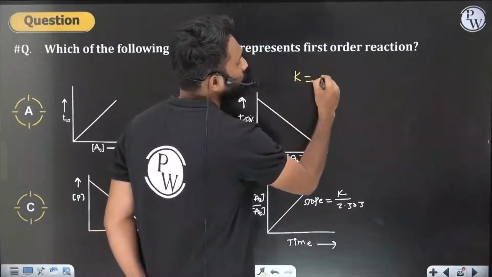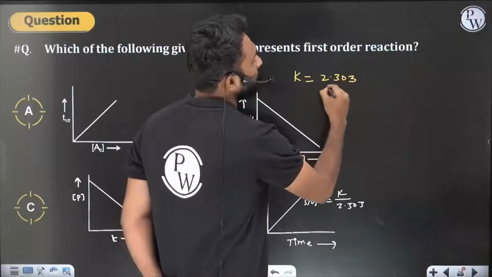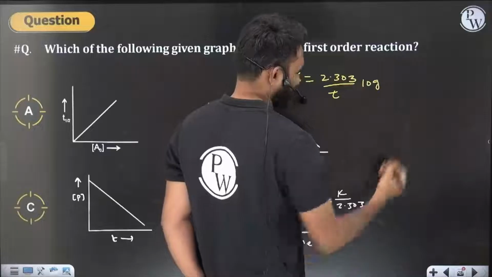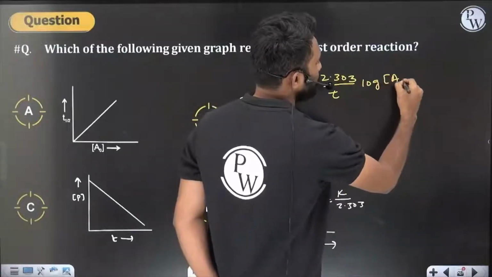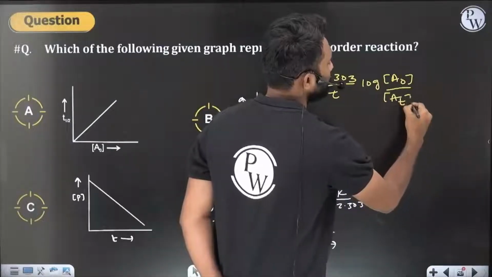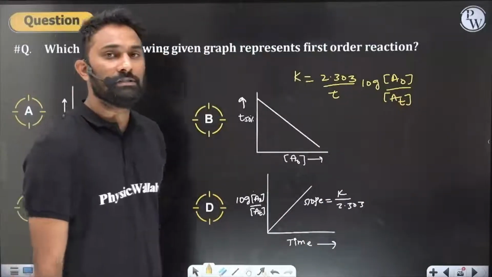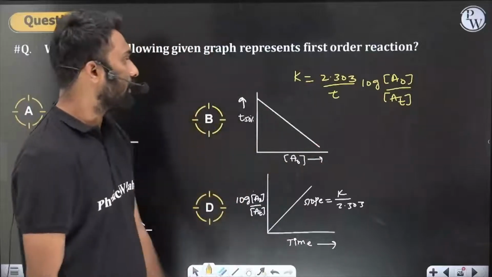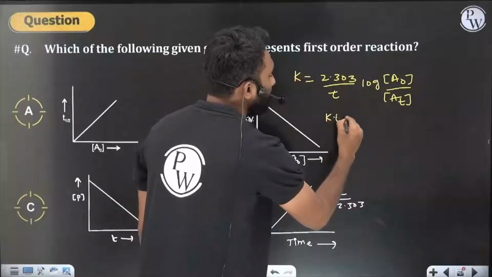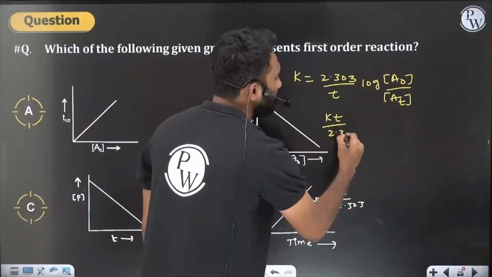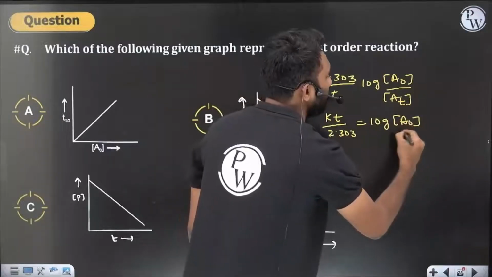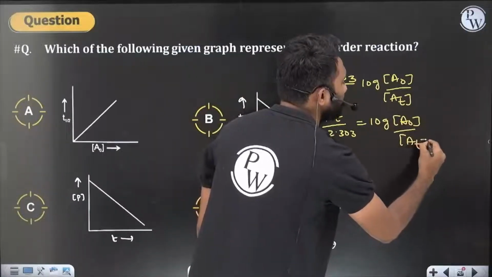K is equal to 2.303 by t log of the initial concentration at time t equal to 0 over the final concentration at time t. Now this is the formula, right? Take kt to the left hand side, and bring the 2.303, so kt by 2.303 is equal to log of initial concentration by final concentration.